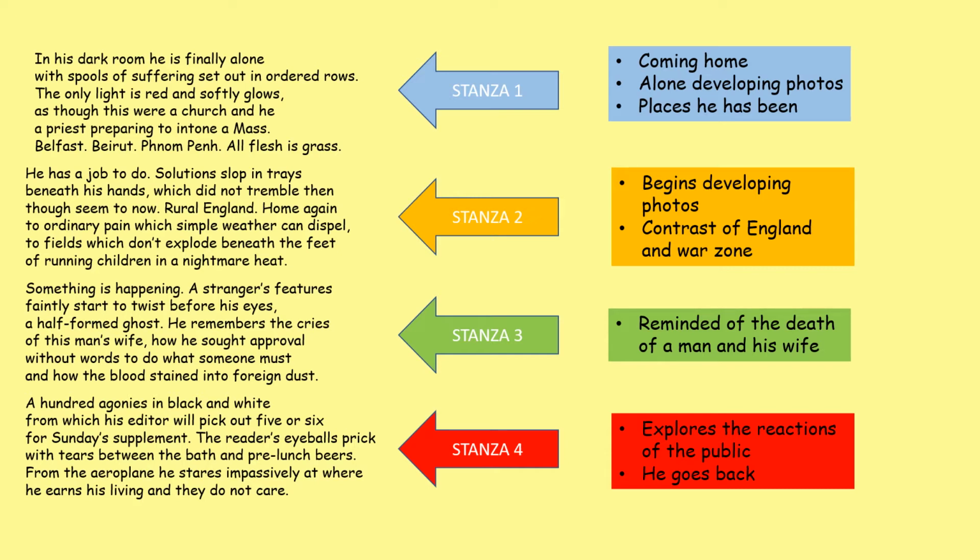Okay, it then ends with him going back out again on the aeroplane to other war zones to take more photos. So here you can say that it has a bit of a cyclical structure, goes round in a circle, because it starts with him coming home and then him going back out again, and then he'd return home and do more photos, and then he'd go back out again. So it's just a constant cycle for him.